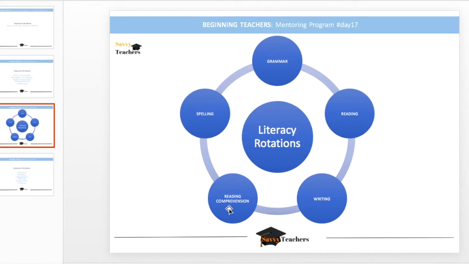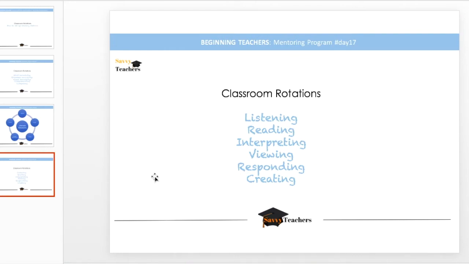So that's 5 different activities inside your literacy rotations, and you are going to be encouraging students to be listening and reading, interpreting, viewing, responding, creating. So you're looking at all those skills that are inside the Australian curriculum and the learning continuum.